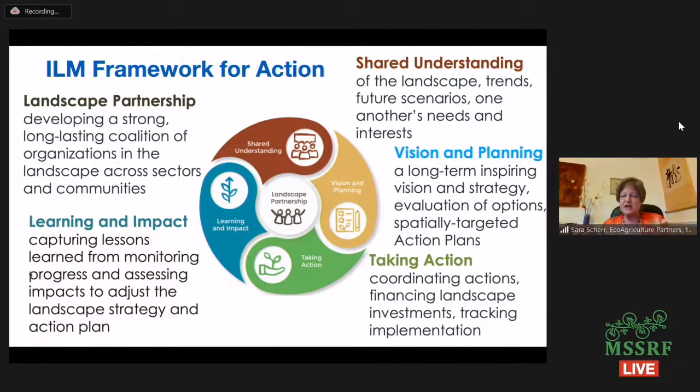You need visioning, collaborative visioning and planning, and spatially targeted action plans. Fourth, you need to take action but coordinate actions of the groups, and particularly mobilize the kind of public, private, and civic financing that's needed to support the different coordinated investments within the landscape and track the implementation. And finally, you need learning and impact.